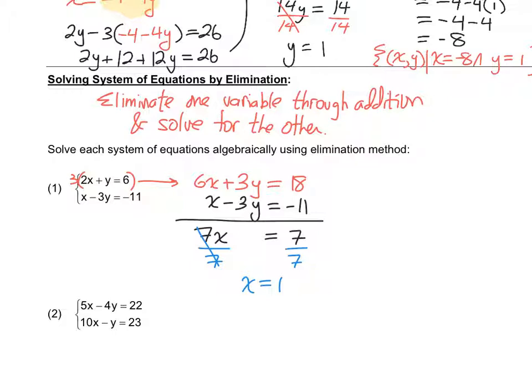Right? So now what I do is what I would do for substitution. I choose the easier of the two equations, or what I perceive to be the easier of the two equations. I plug in the x. So I think the second one's a little bit easier. You might look at the first one and say, I think that one's easier. All right? It's a matter of perception. You can't be wrong. All right?